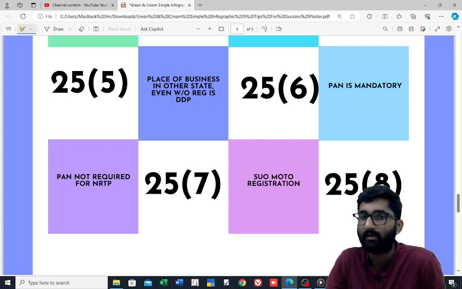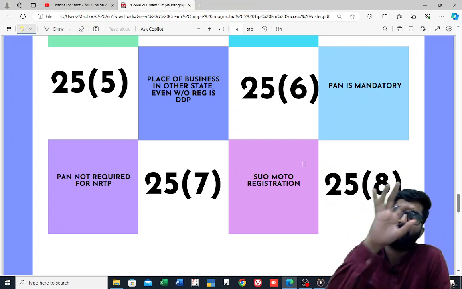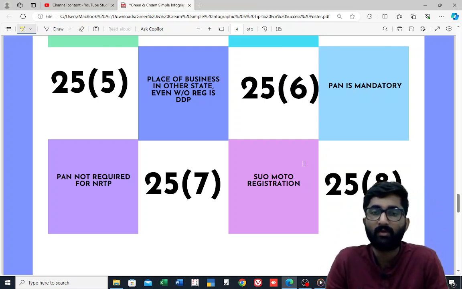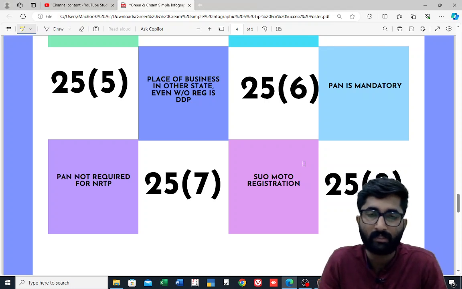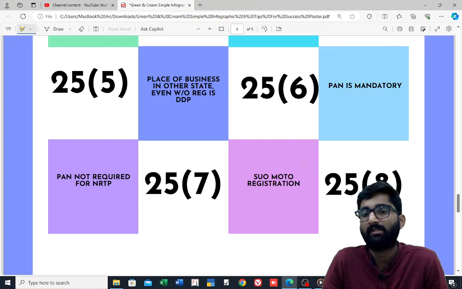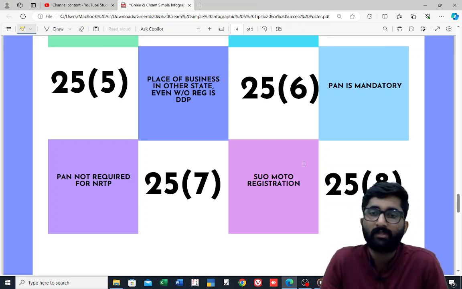It is mandatory that you put your GST number on the board and on all the bills produced by the taxpayer to any of his customers or stakeholders. That is given in rule number 18. So these were some of the important rules given in section number 25.